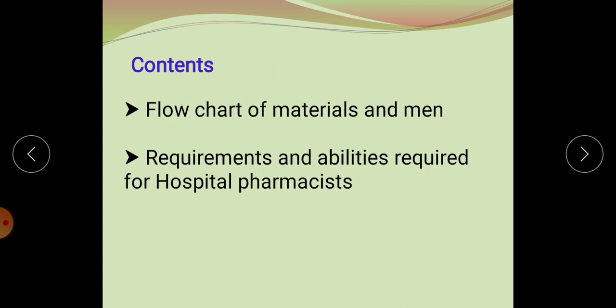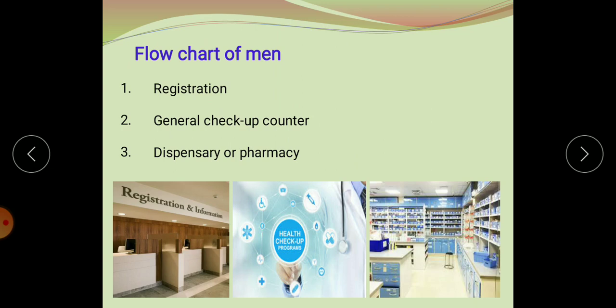In today's class, we will discuss the flow chart of materials and men within the hospital, including the hospital pharmacy, and the requirements and abilities for a hospital pharmacist. First of all, we have to discuss the flow of men or patients within the hospital. These are basically the different stages through which patients visiting the hospital always go.